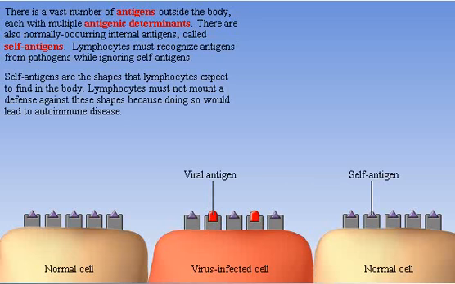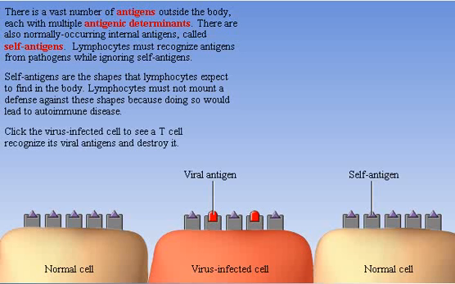Self-antigens are the shapes that lymphocytes expect to find in the body. Lymphocytes must not mount a defense against these shapes because doing so would lead to autoimmune disease. Click the virus-infected cell to see a T cell recognize its viral antigens and destroy it.